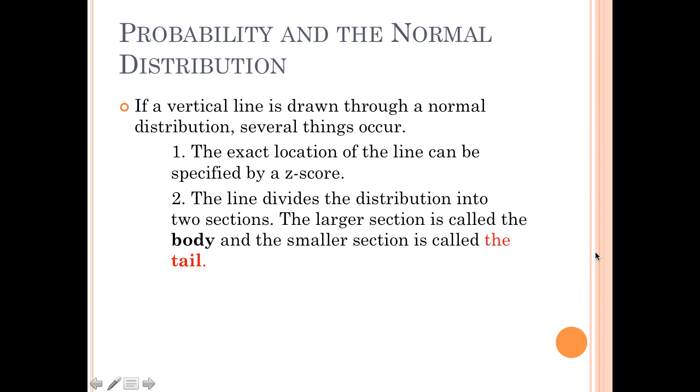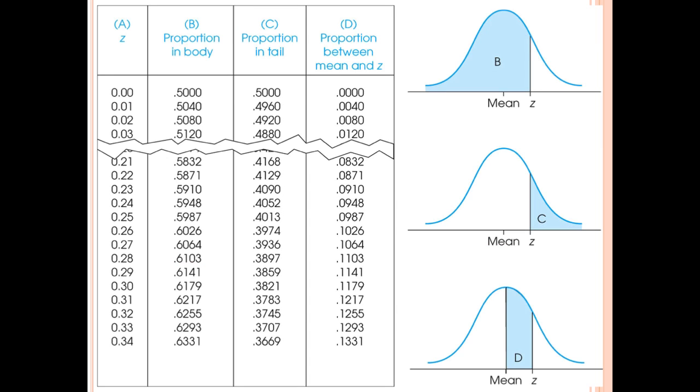Chapter 6, Probability in the normal distribution. If a vertical line is drawn through a normal distribution, several things occur. The exact location of the line can be specified by a z-score, and the line divides the distribution into two sections. The larger section is called the body, and the smaller section is called the tail. So B is the body, and C is the tail, and then D is the mean, whatever the mean may be, to Z. Well, the mean is going to be 0 if it's a z-score.